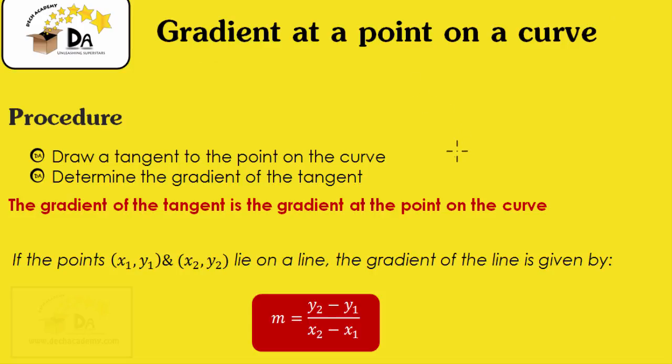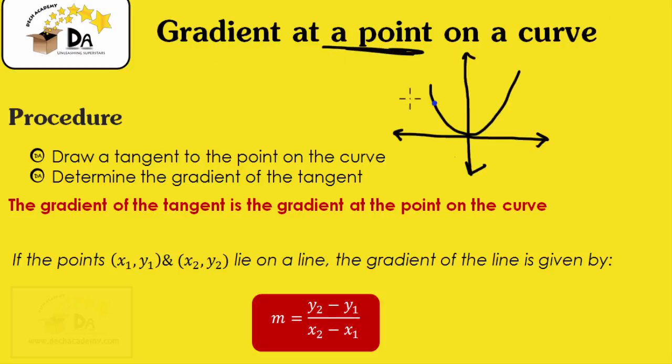So if you're given a curve like this, for instance, on a graphical plot, this is just a rough sketch. Say you're asked to find the gradient at this point here, dotted in blue. The procedure is to first draw a tangent to the point on the curve. Remember, we're trying to find the gradient at a point on a curve. So you draw a tangent line.